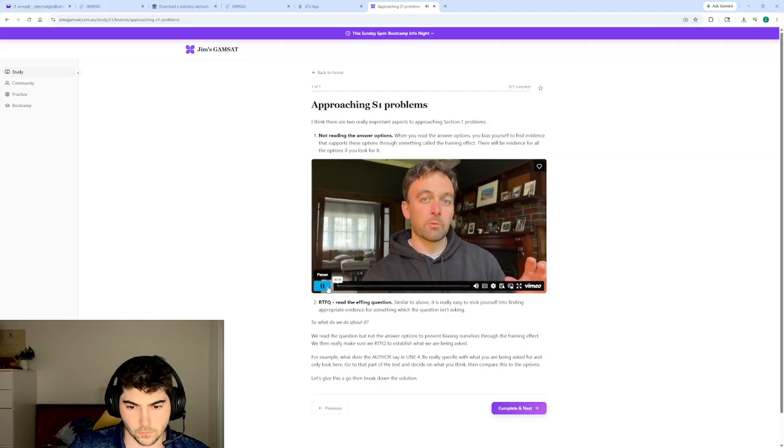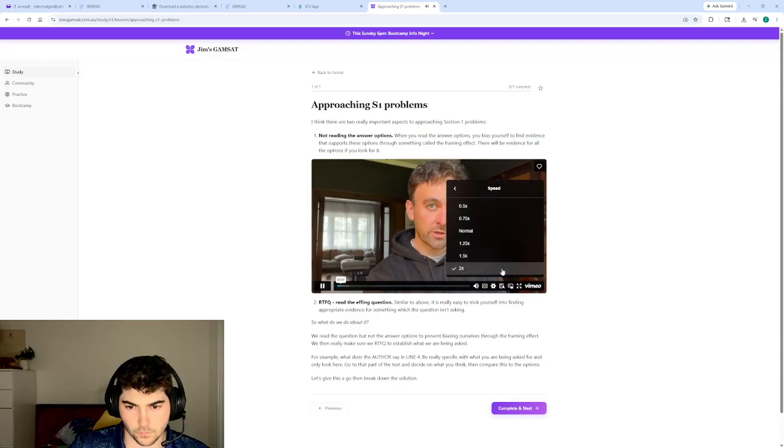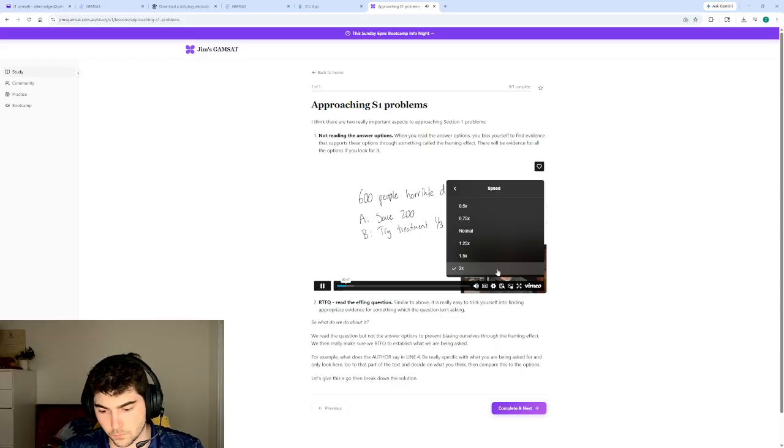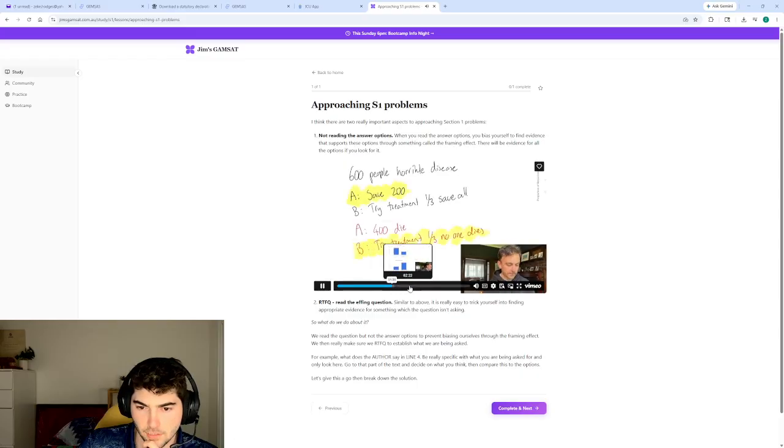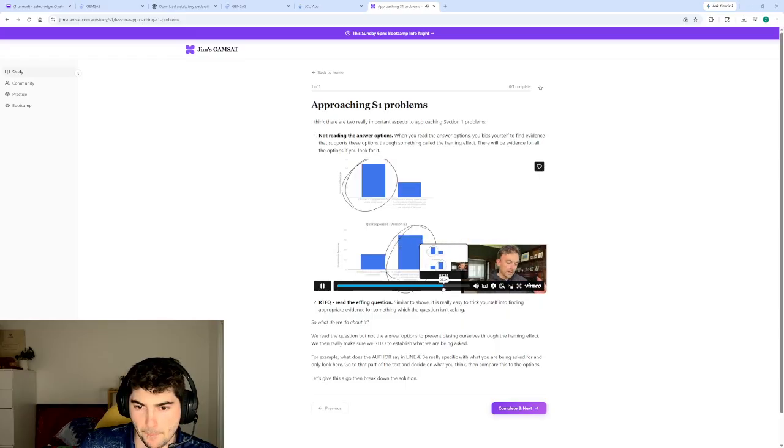I've stated before that we want to define the problem, find the information, and then use our reasoning. We still want to do that for section one, but there is a slight change in how we're going to approach questions, and that's because of something called the framing effect. The framing effect is how we can change what we decide to do based on how information is presented. Here we have a situation where 600 people have a horrible disease, and there are two paths you can take. Option one is you can save 200, or option B is you can try a treatment, and there's a 1 in 3 chance that you save everyone. Think option A is 400 people die. What I've presented here are actually the same probabilities.